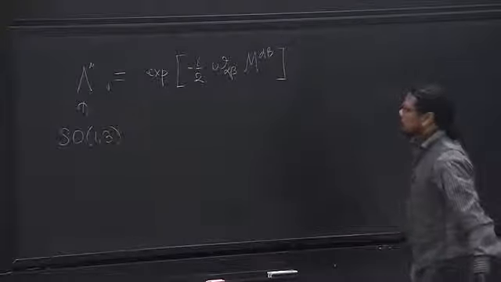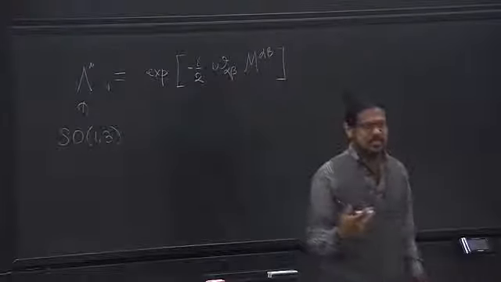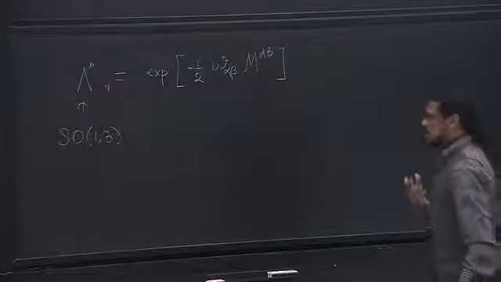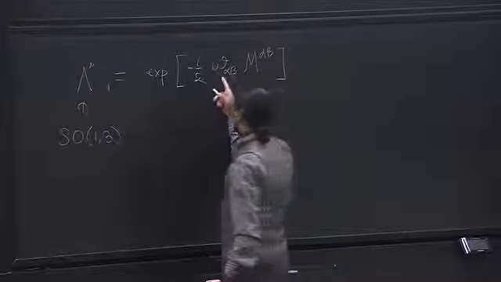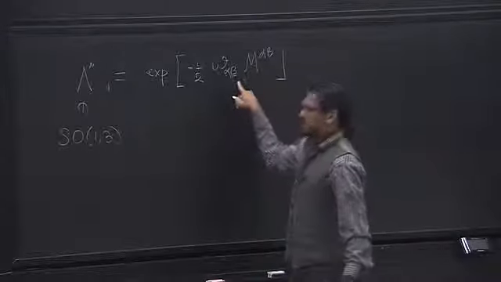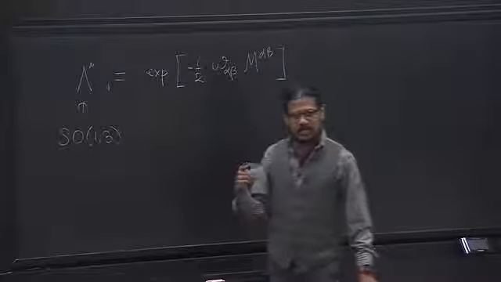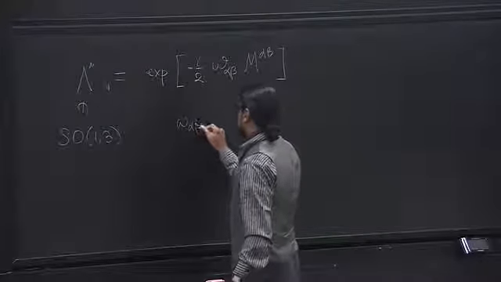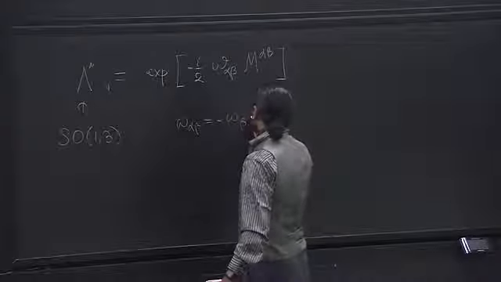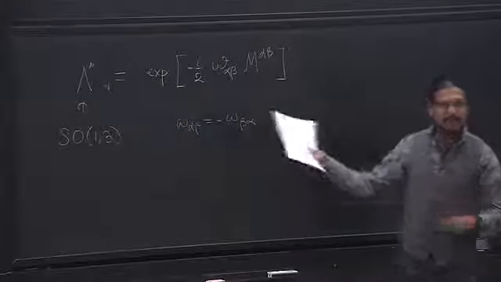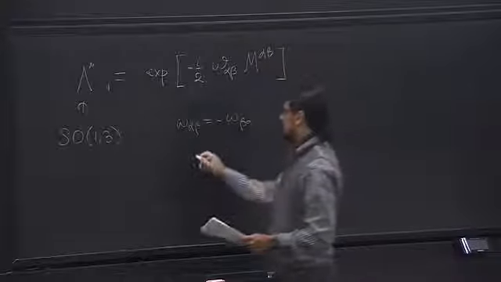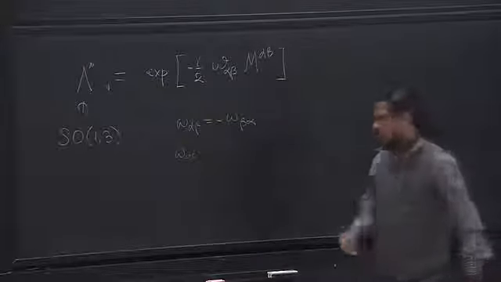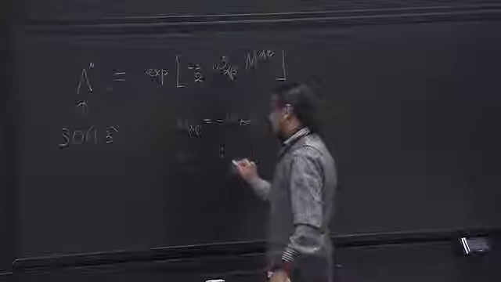If you remember, in 4 dimensions, there are how many parameters in the Lorentz group? 6. 3 boosts and 3 rotations. But here, omega, alpha, and beta take the values from 0 to 3. So it seems like there are 16 components. But these are antisymmetric. We impose antisymmetry, so that cuts it down to 6 independent components. And the omega 0i are the boosts, and omega ij are the rotations.